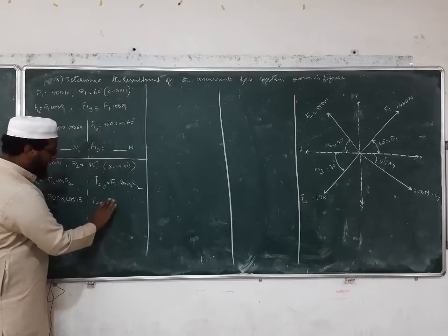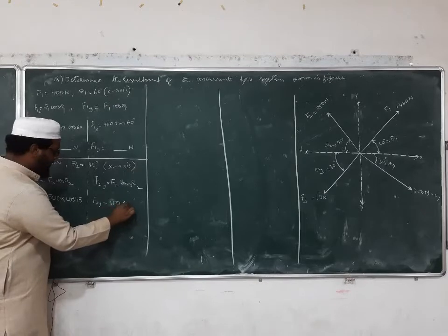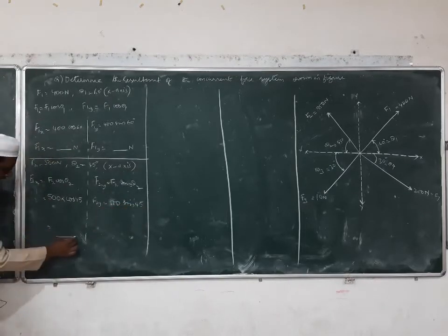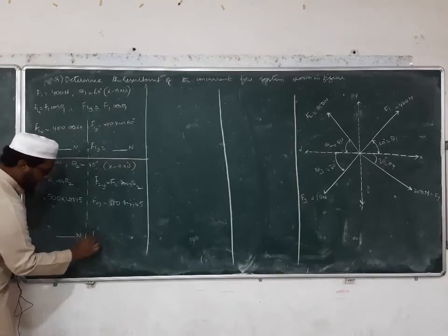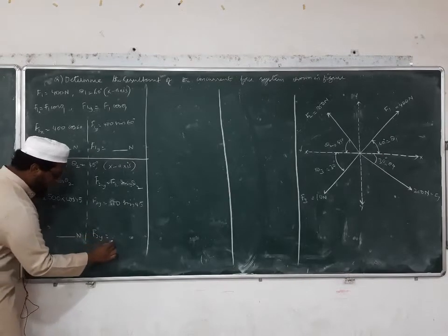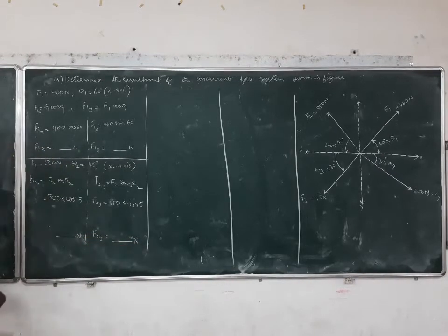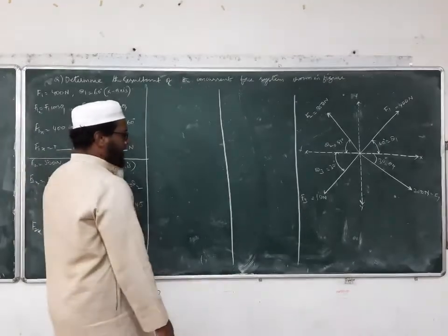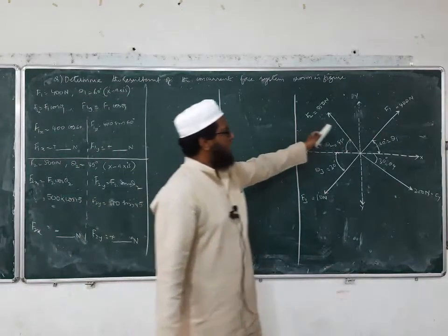F2 is how much? 500 into sin 45. So you will get the value in newtons, and F2y you will get the value in newtons. But here in this case your F2x will be negative and F2y will be positive. Here both the values will be positive, isn't it? Now we got the components of this force and this force.